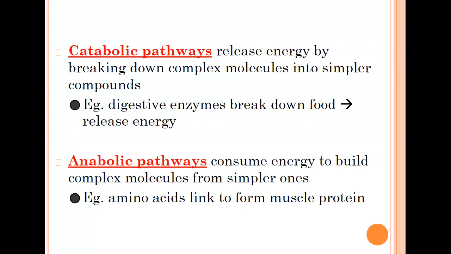The two types are catabolic and anabolic pathways. So catabolic are the ones where you're actually breaking something down. Energy is being released because you're breaking something down into smaller bits. So breaking down your food for energy is a catabolic process.